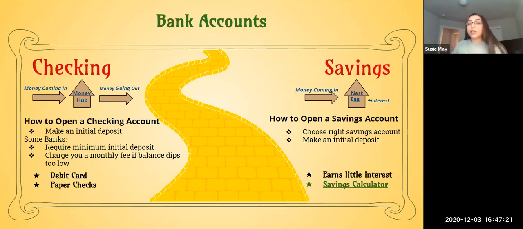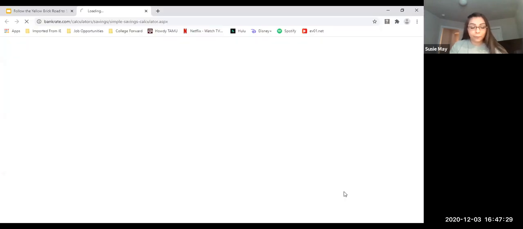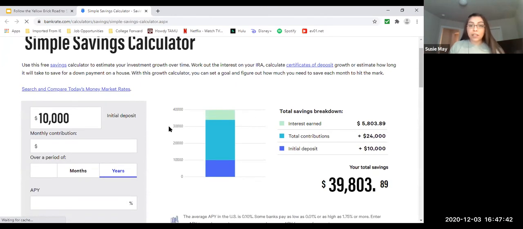All right, so now we're going to look at how your money can grow in your savings account. So Ms. Raven, if you can take us to that savings calculator. And this is a little website called bankrate.com, this little savings calculator. It is great. It'll tell you how much you can save within any given time with any kind of interest rate. So let's look at it.